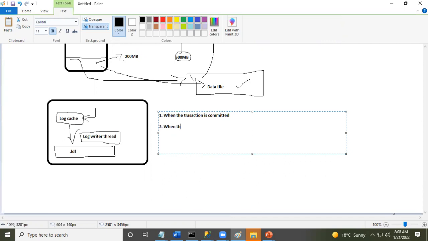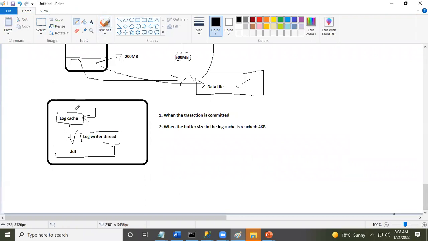Second, when the buffer size in the log cache is reached, let's say the buffer is 4 KB. Once 4 KB is reached, whether or not the transaction is committed, the whole buffer is written to the transaction log file.